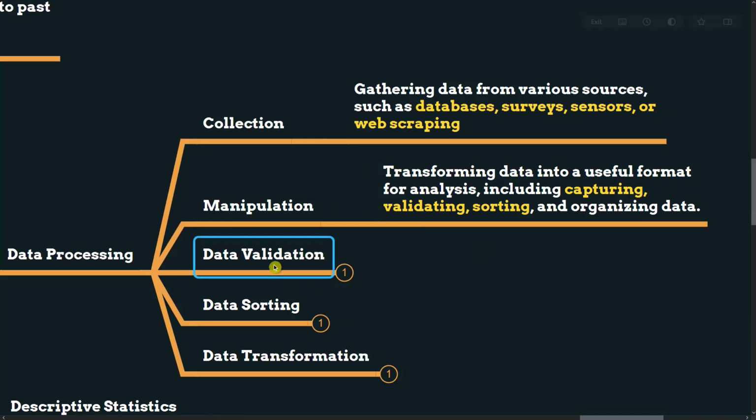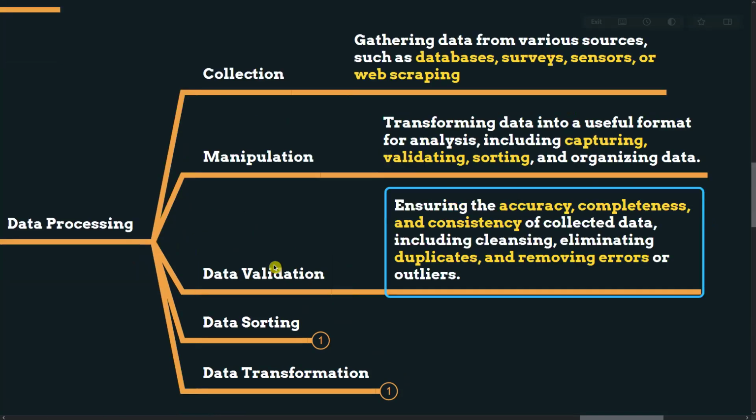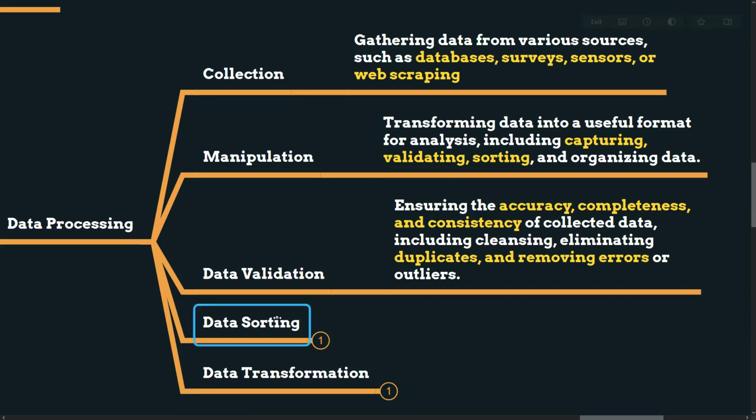We can validate, we can sort, we can capture, right? And data validation means ensuring the accuracy, completeness, and consistency of collected data, including cleansing, eliminating duplicates, and removing errors or outliers. It means you are double checking your records. Ensure there are no duplicate entries and no errors. For an example, when you are making an Excel sheet, some formulas will give errors, right? You don't want that, because if the input is not good enough, the output is also not good enough. So you are removing the duplicates and the errors in particular cells. So with your data validation, your data has no duplicate entries.